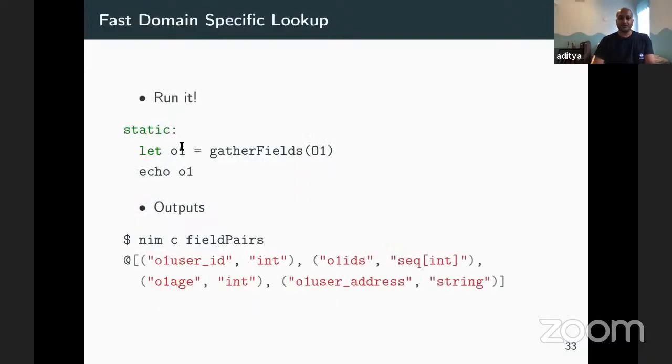So when I run this at compile time, using gatherFields, and I just print it out to the screen, the compiler prints out all of the field names and all of the types. It prints out the user ID, the IDs, the age, and the user address and things like that. So I can now take this output and plug it into my editor and get cheap and easy completion for that specific type. And it's fast, it's not slow.